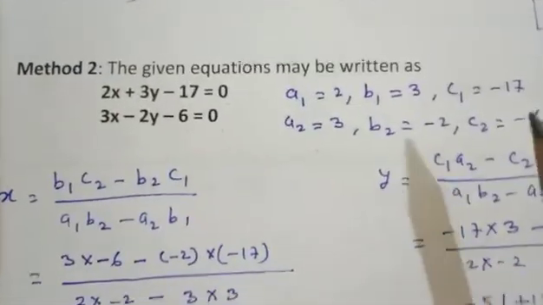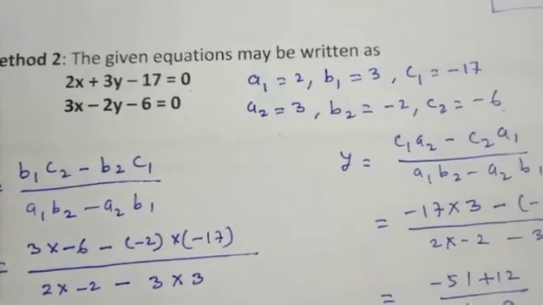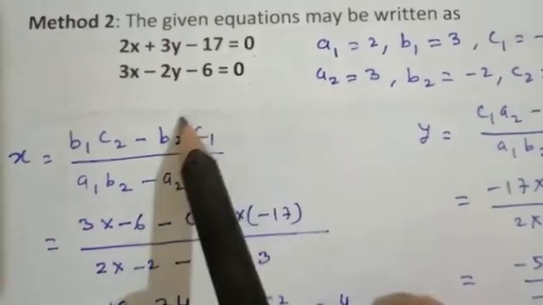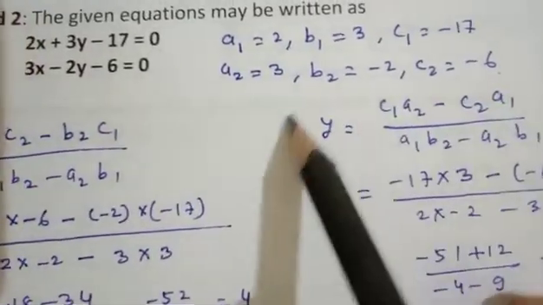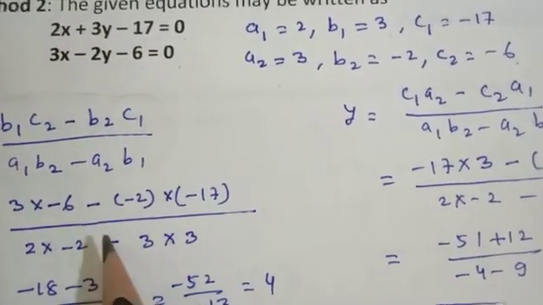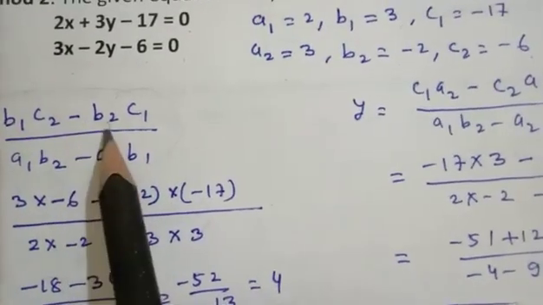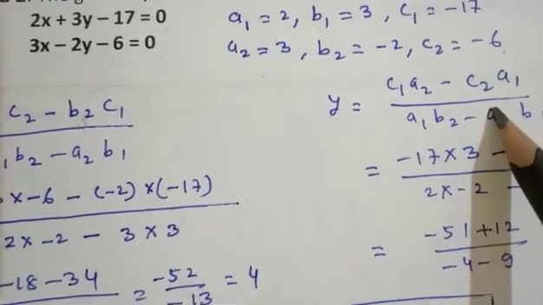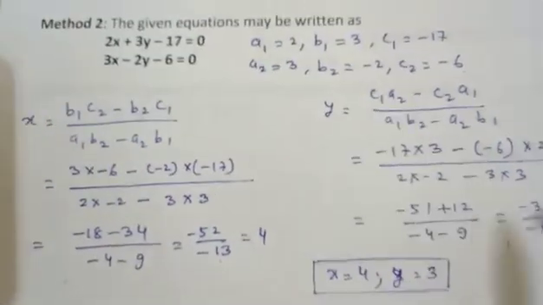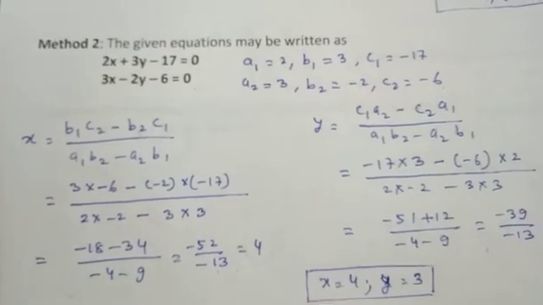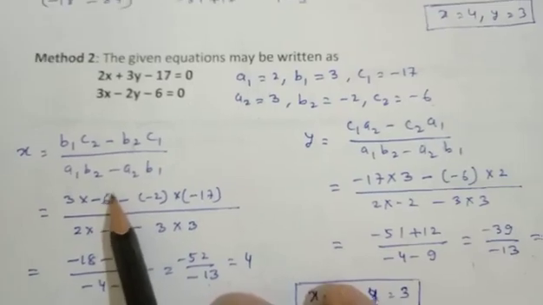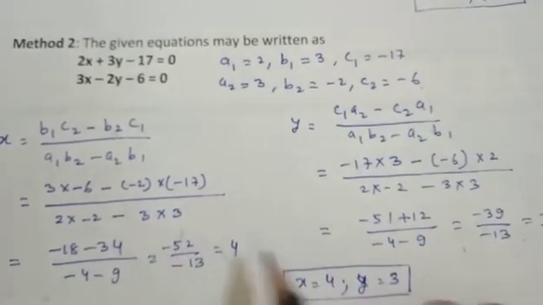Now in method number 2, we have to only do one thing. We have to memorize this formula of x and this formula of y properly. Then we have to substitute the value of the coefficients along with the sign in this formula and in this formula, and by that we will get the value of x and y separately. So in method number 2, we have memorized the formula, and on the basis of the coefficients value, we are going to get the value of x and y.